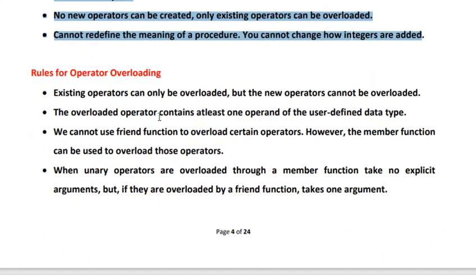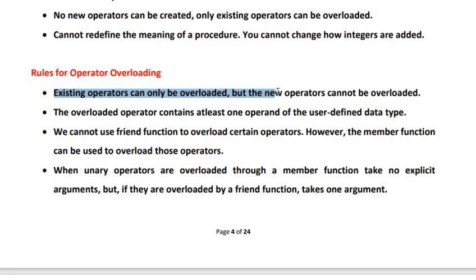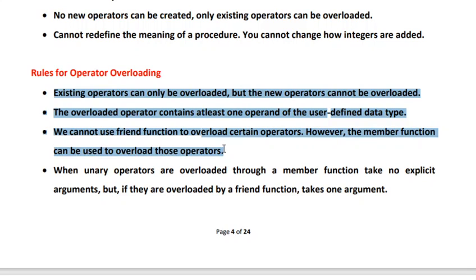Now, rules for operator overloading. The first rule is that existing operators can be overloaded, but new operators cannot be. This is what we have already learned. The overloaded operator contains at least one operand of a user-defined data type. We cannot use a friend function to overload certain operators. However, a member function can be used to overload those operators. If time permits, we'll provide a list for that as well. When unary operators are overloaded through a member function, it does not explicitly take any argument, but if it's overloaded through a friend function, it takes one argument.